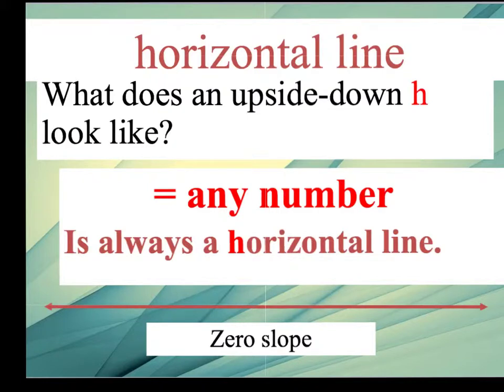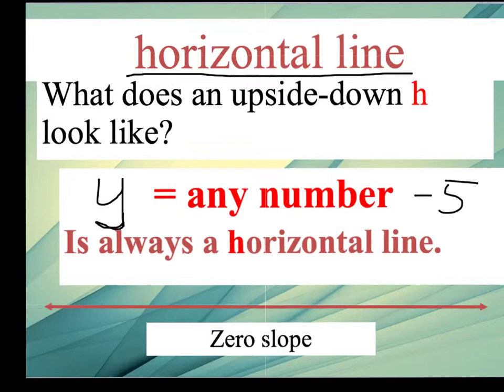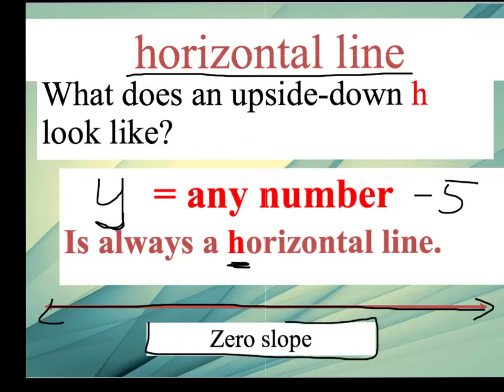Okay, so what if your line was a horizontal line? What kind of slope would you have? Well, one question to think of is, what does an upside down H look like? Well, I'm going to go ahead and draw an upside down H here. And an upside down H looks kind of like a Y without a longer tail. We could curl it, and there's a Y. If Y equals any number, so it could be Y equals -5, it is always a horizontal, and there's that H, a horizontal line. And when you have a horizontal line, and there's one right down here pictured for you, when you have a horizontal line, your slope is going to equal 0.